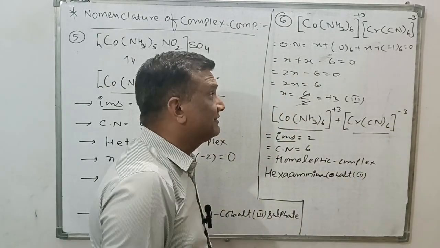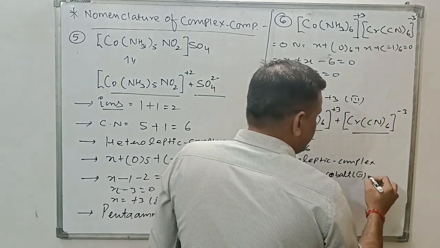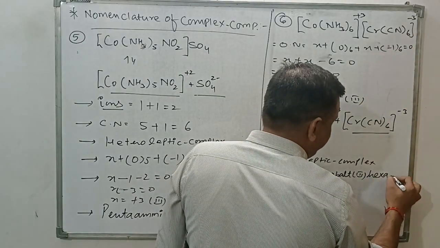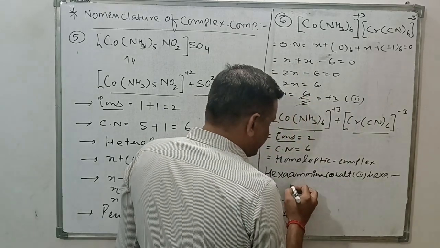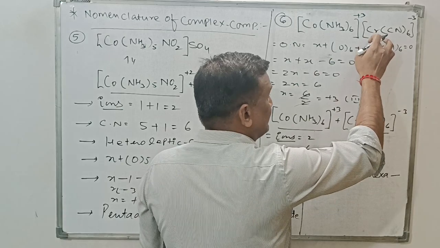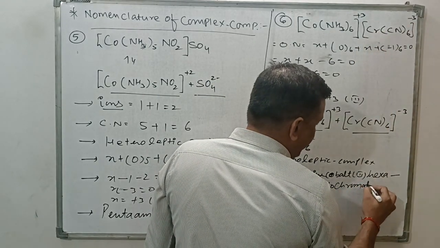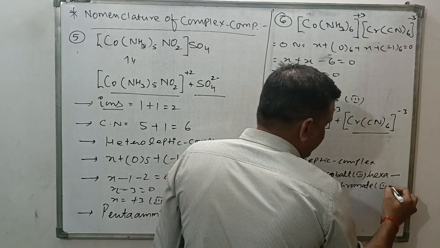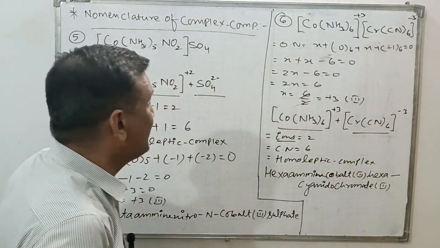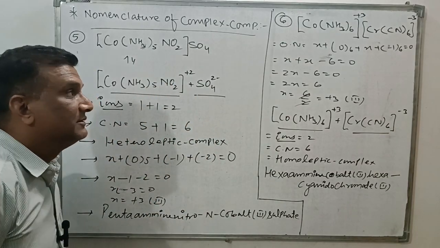Third. After that, we'll again start with the ligand, hexacyanido. So this is continuously hexa. We don't have space over here, so cyanido. This is chromium with a negative charge, so it will be chromate, and the oxidation state will be third. So this was about the fifth compound and sixth compound.